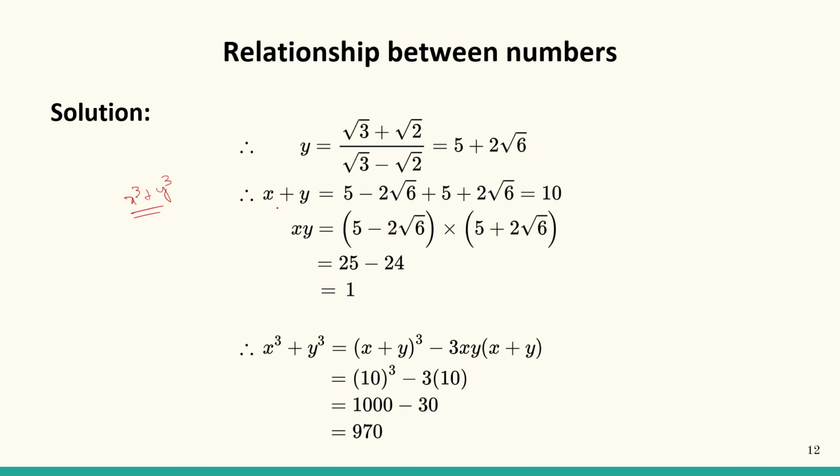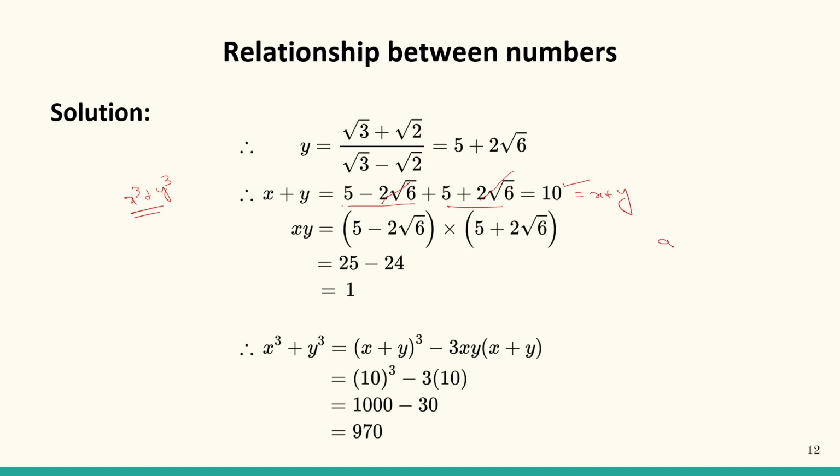So let's first evaluate x plus y. This is 5 minus 2 root 6 and 5 plus 2 root 6. So these two terms can be removed, right? So this is equal to 10. So x plus y is nothing but 10. This is equal to x plus y. And xy is nothing but 5 minus 2 root 6 times 5 plus 2 root 6.